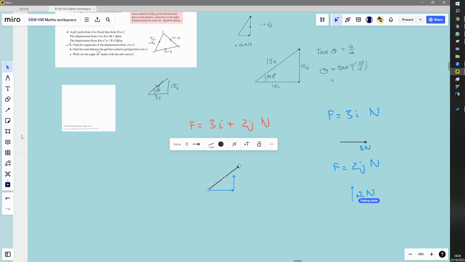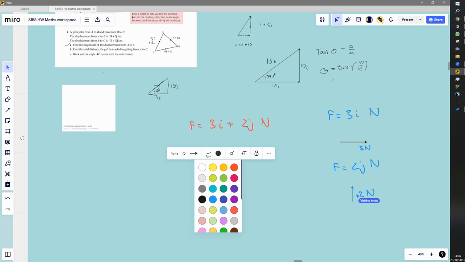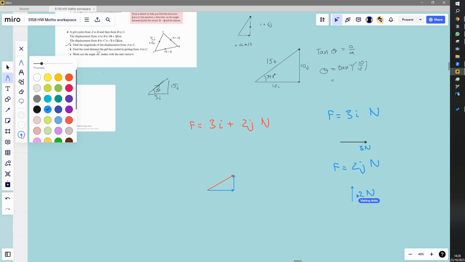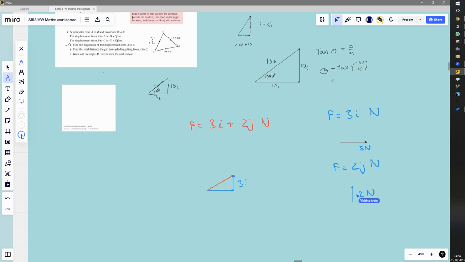And the force that I've just shown here would be represented by this orange arrow. Now, the size of the force, the magnitude of the force, can therefore be worked out. We have a 2 newton vertical component and a 3 newton horizontal component.